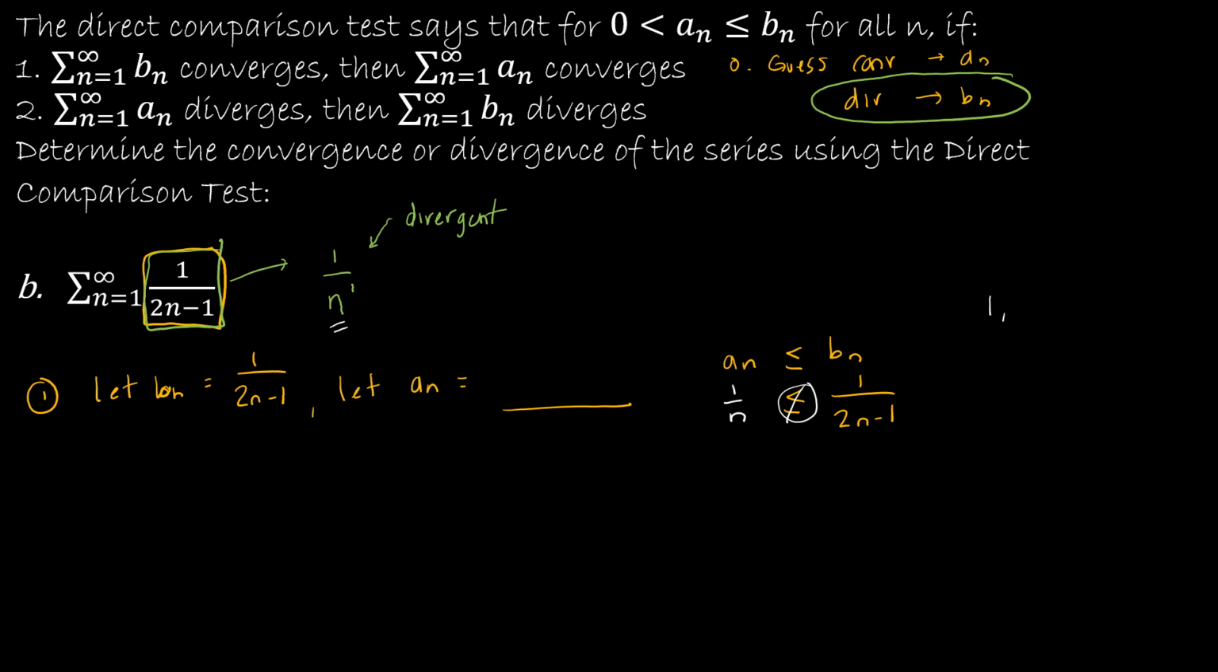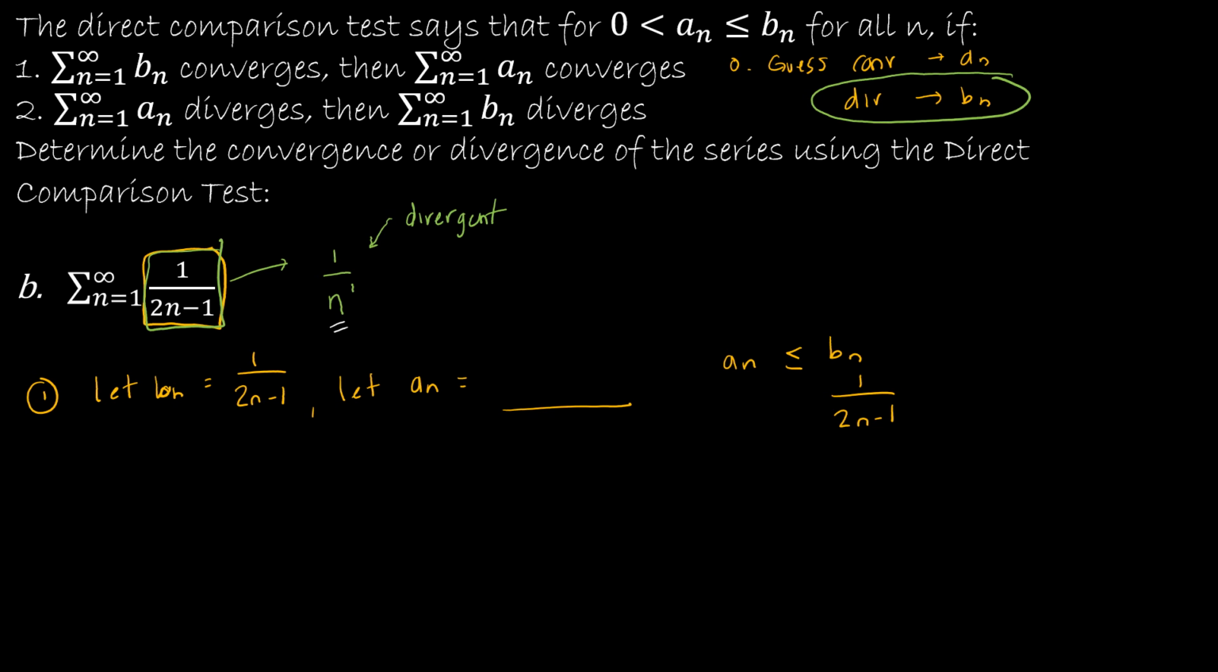But if I did some direct comparison, if I plugged in 1, I would get 1 over 1, which is 1, 1 over 2, 1 over 3 for my first series. And for my second, I would get 1 over 2 times 1 minus 1, which is 1, and then 1 over 2 times 2 minus 1, so that's 1/3, and 1/2 is greater than 1/3. So this doesn't work. So that's where it's really important that you pay attention to step 1.